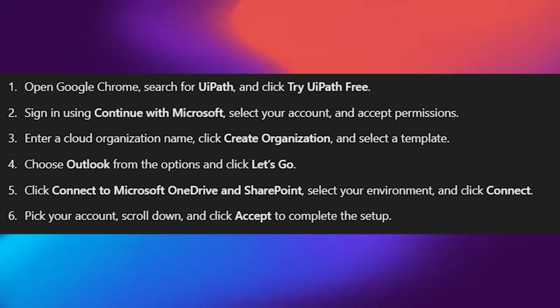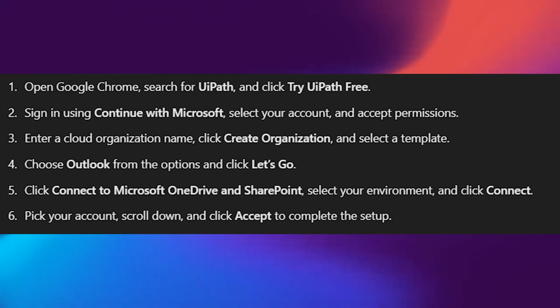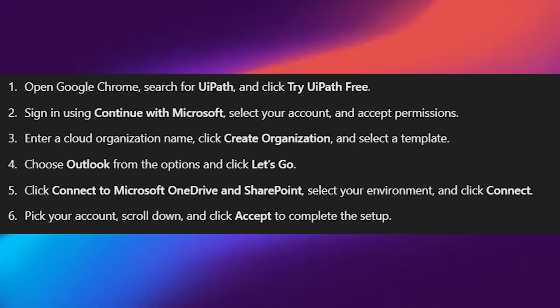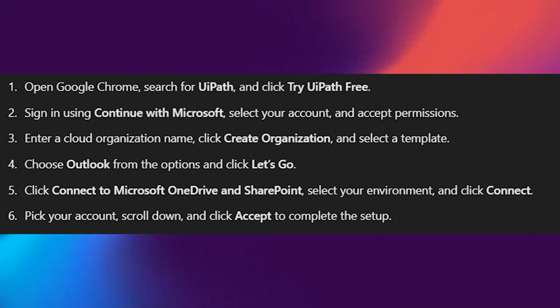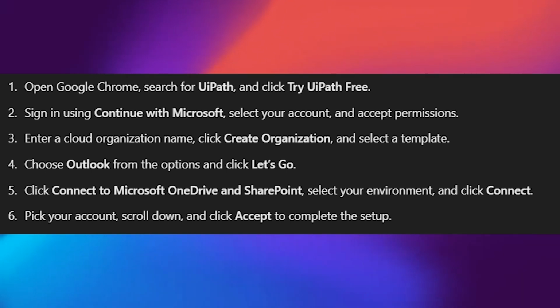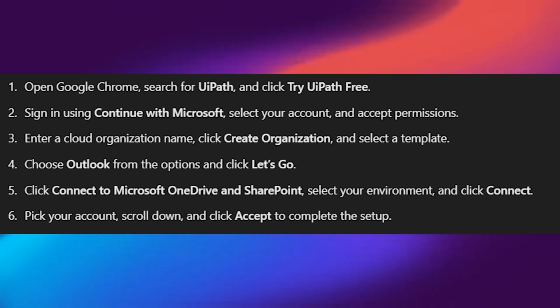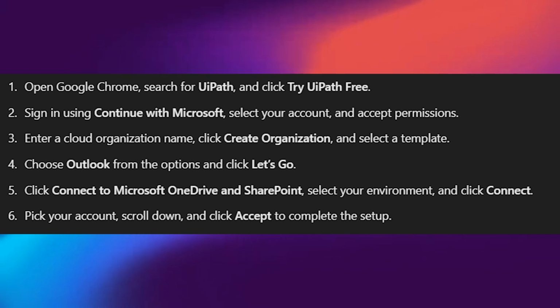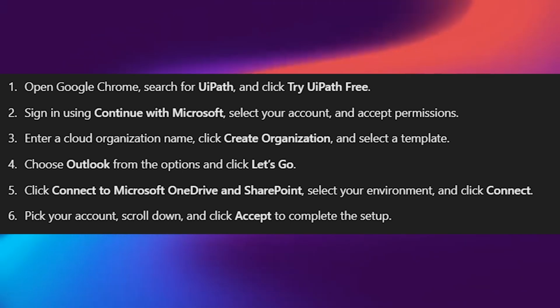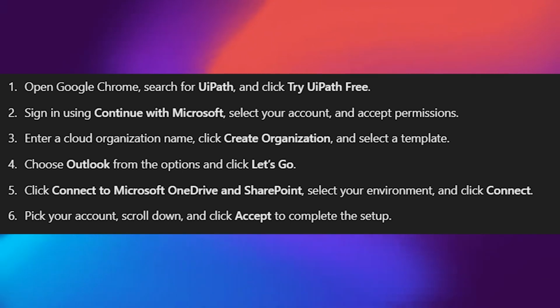So to move forward, now click on next, and from the available options choose Outlook, and then click on let's go to setup. Here search for Outlook and click on it, then click connect to Microsoft OneDrive and SharePoint.